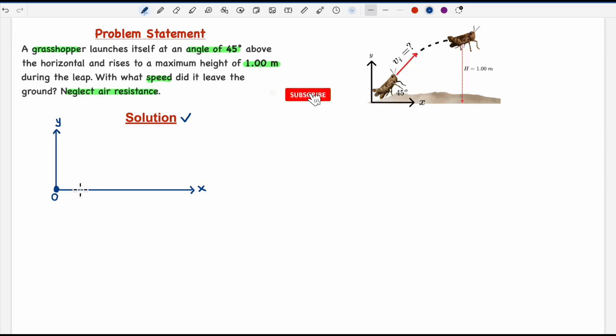Now, it is the speed or the initial velocity vector that makes this angle with the horizontal axis. In that case, the initial velocity vector is going to point this direction. Let's call that Vi, alright? And that makes an angle of theta, which we know to be 45 degrees to the horizontal. Now, the trajectory of this grasshopper is going to be a parabola such that it reaches a maximum height as seen here, as given in the problem. So at the maximum height, this bug is going to be at this point, and the height at that point is h equals 1.00 meters. So that is given.